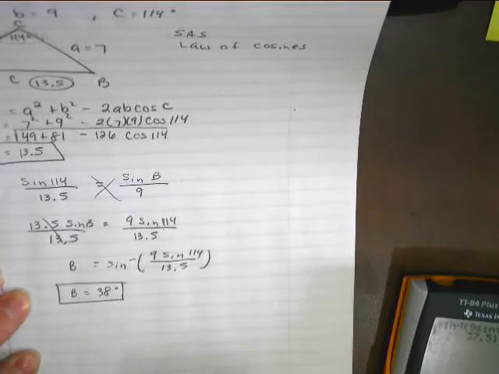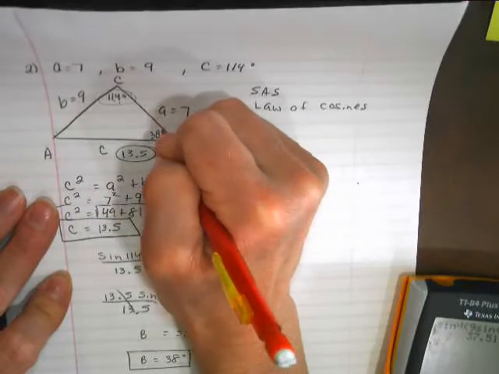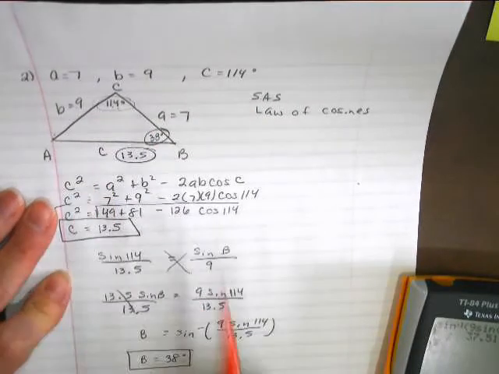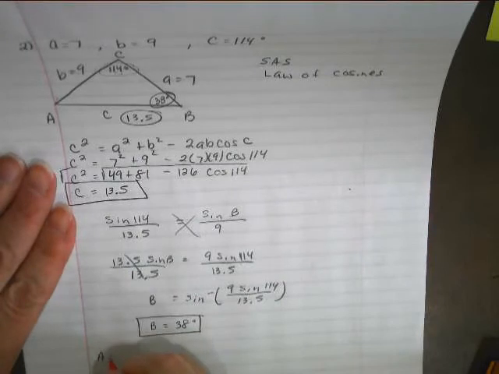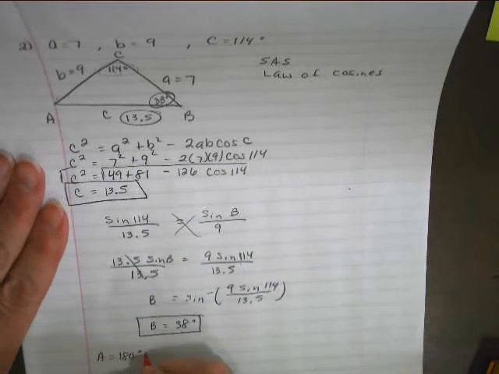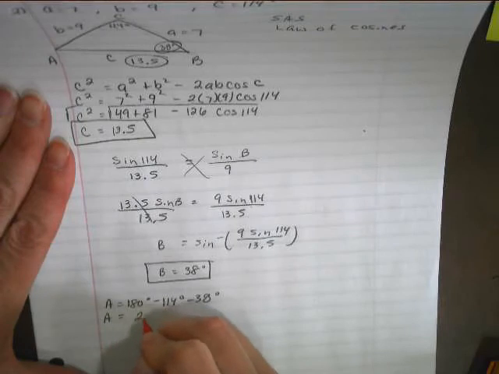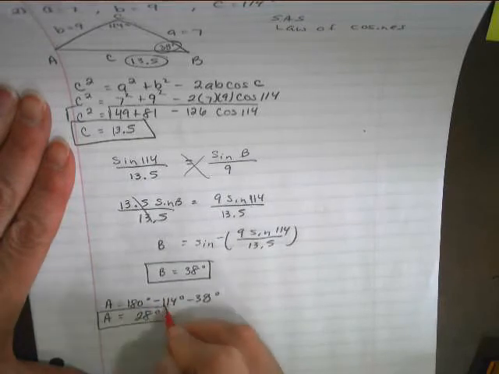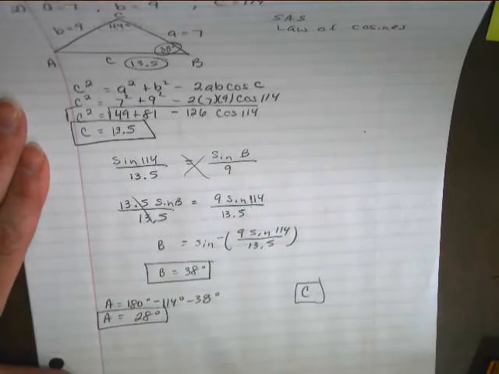Now the only thing we are missing, if we go back up here, this is 38 degrees. We just found that. The only thing we're missing is angle A, and you can figure out pretty easily that angle A would be 180 degrees minus 114 degrees minus 38 degrees. So that means angle A would be 28 degrees. Which, if you go through all that, it gives you an answer of C for the multiple choice question.